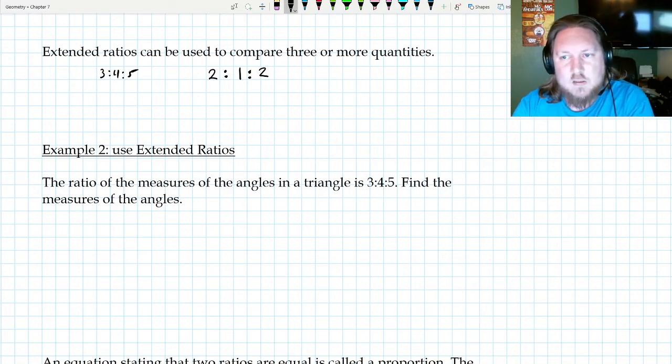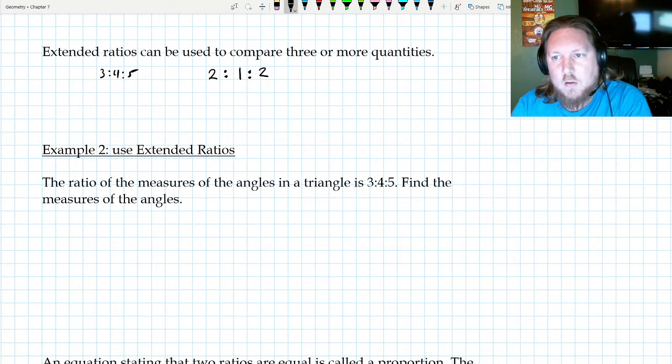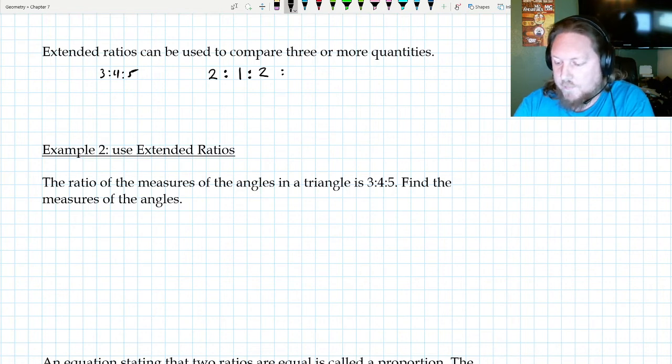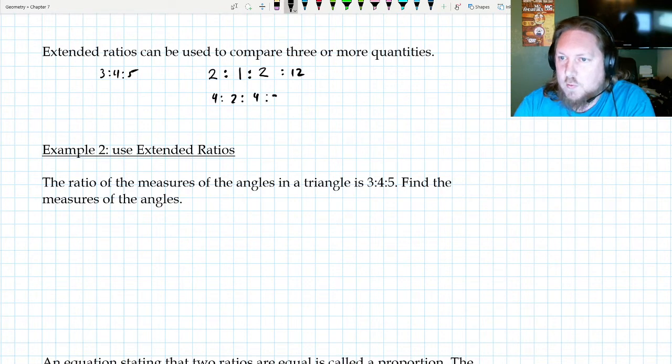So the idea is, if you wanted to make an extra batch, you could. Say this normally gives you 12 pancakes. That could also be included in the ratio. Let's say I want 24 pancakes. Well, I just have to double everything. 4 to 2 to 4 to 24.